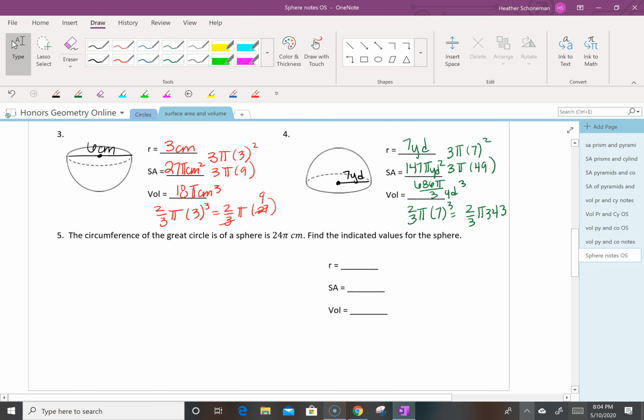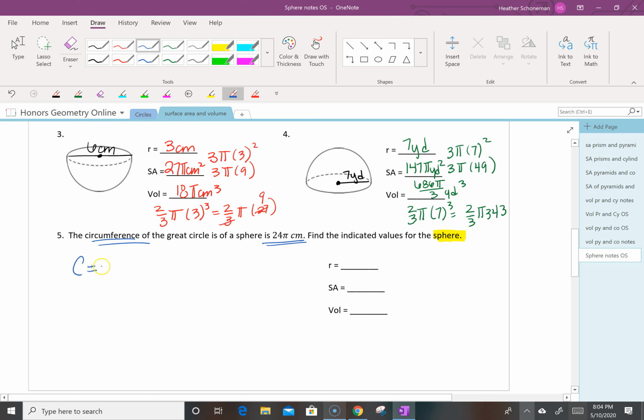Okay. Number 5, so we talk about the great circle, which we talked about in our Zoom meeting. This right here would be the great circle, the largest circle that goes through this sphere. Notice that we're going to find the volume and surface area of a sphere when we're done. So we're using the first row formulas. So if the circumference is 24 pi, we can find the other measurements. But before we do that, we have to find the radius.